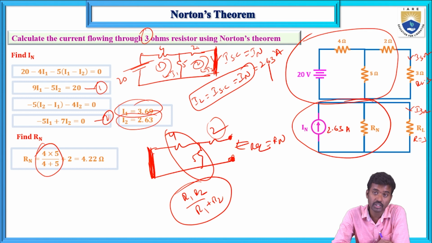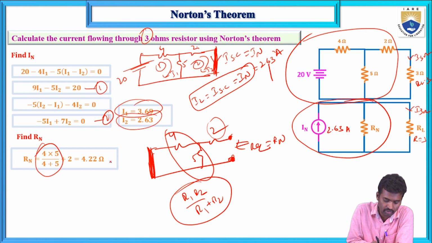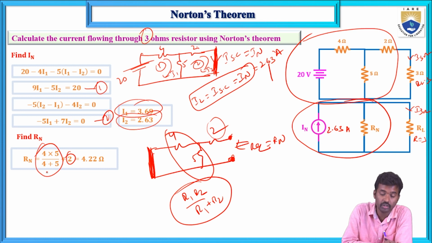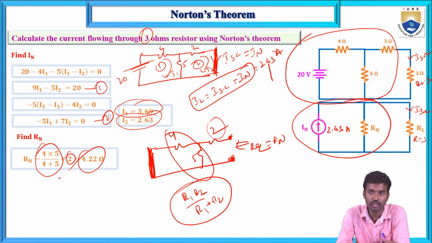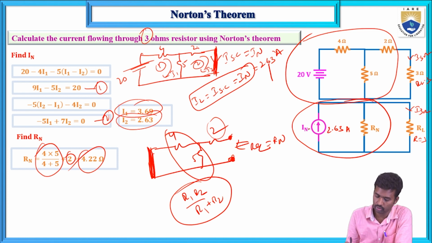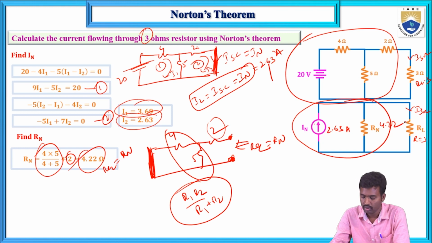Again, in case of series connection, you can add the resistances to get the equivalent resistance. The 2 ohms is connected in series. Now, what will be the final value? Here the value of RN equals 4.22. So R equivalent equals 4.22, that is RN. Now here we have IN and RN, and R3.